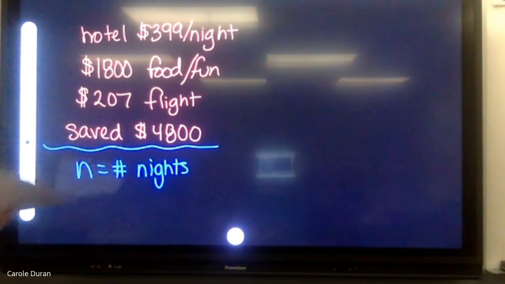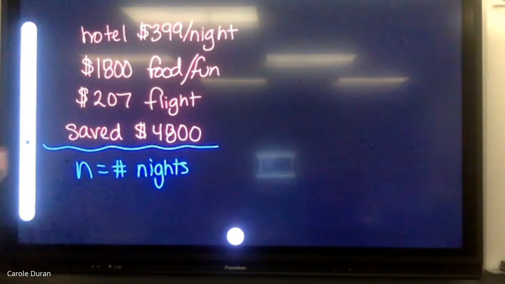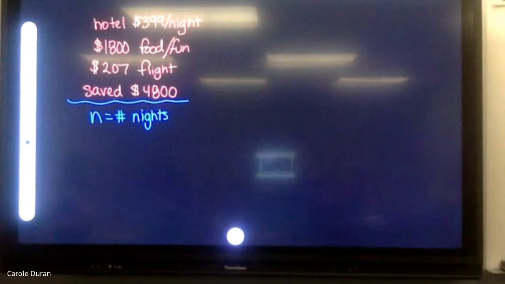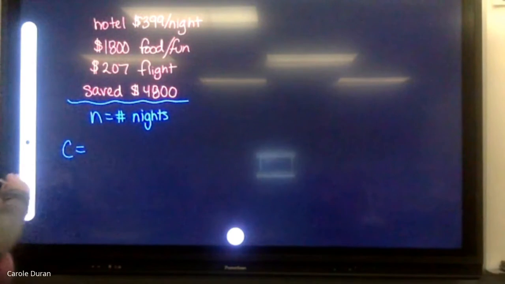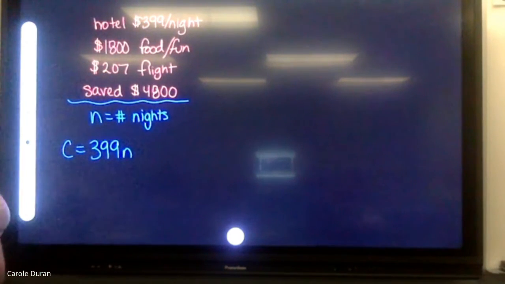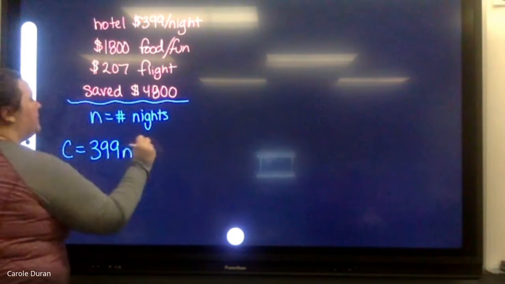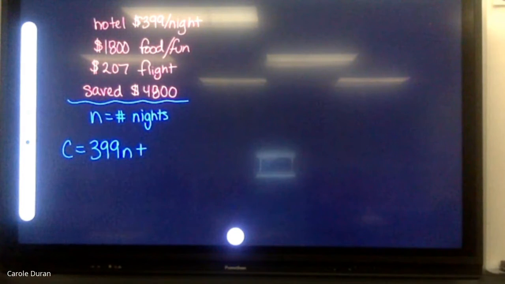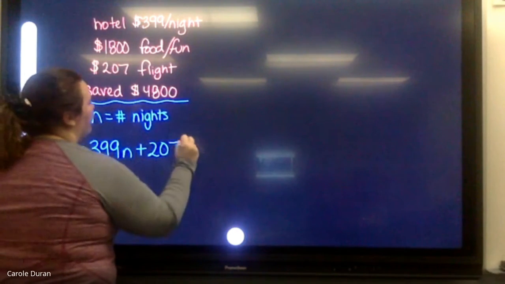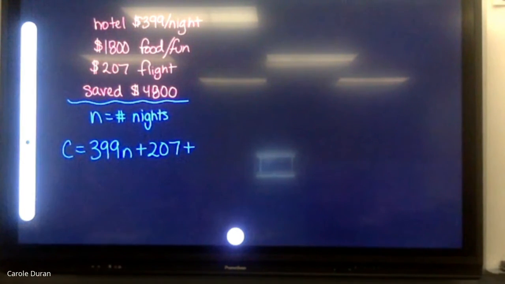Then I'm going to use this information to write an equation and fill in the values that I've been given. So I need to think about what her total cost is for this trip. Her total cost includes what? It includes $399 a night, right? So that's $399N plus what? $207, we're going to break it down first, for her flight, and then what? $1,800 for food and fun.